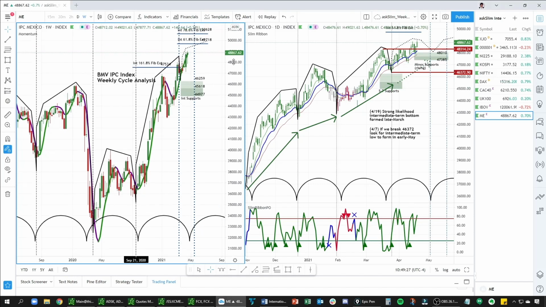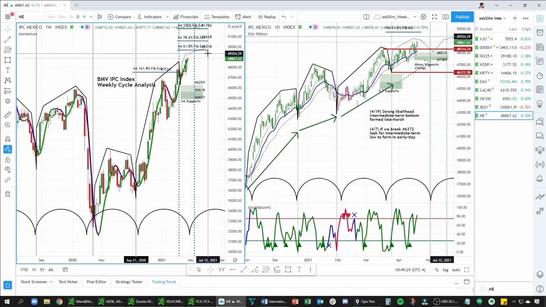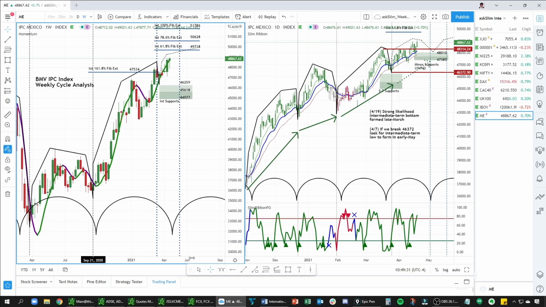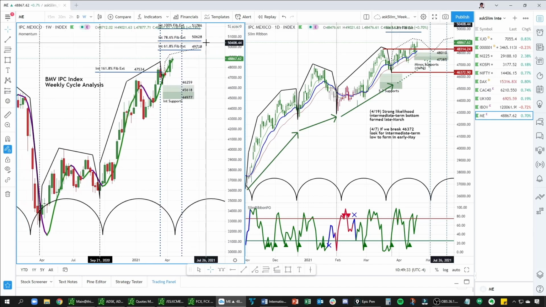On the upside, we have an intermediate 61.8 here, if I modify this axis, at 49.718, and a 78.6 at 56.28. That's really what we would look for on the upside. You can see that our weekly momentum is also firmly positive, as you can see here.